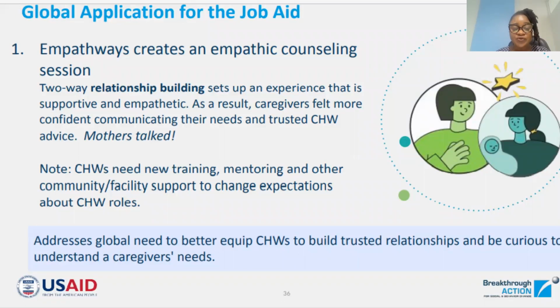Community health workers may need new training, mentoring, and other community and facility support to change their expectations around using these tools. But this is a concept that can be applied and works globally. Next slide.